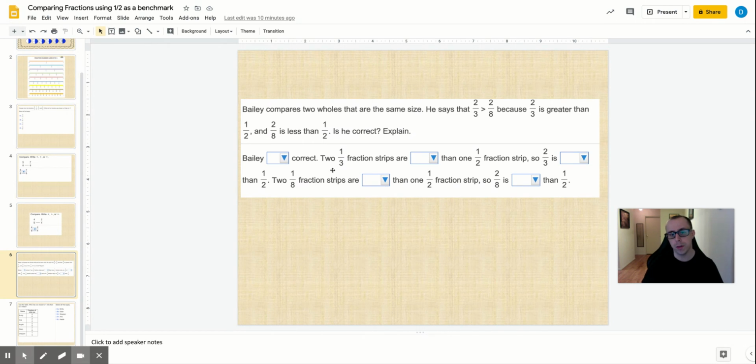Because 2 1/3, here's your unit fraction. So 2 1/3 fraction strips, that's 2/3, are greater than or less than 1/2. So 2/3 is greater than or less than 1/2. So 2 1/8 fraction strips, that's your unit fraction. So 2 of them gives you 2/8. Is that greater or less than 1/2? I'll give you a hint. One of these is greater than 1/2 and one is less. You have to fill in the correct drop downs.